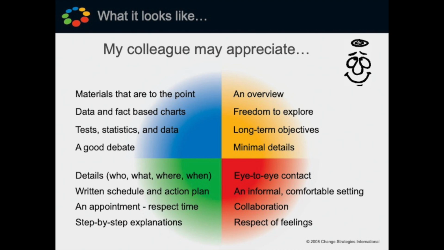So what will people appreciate? Yellows will appreciate overviews, freedom to explore, long-term objectives, and minimal detail. Blues will appreciate materials that are to the point, data and fact-based charts, a good debate. Greens will appreciate details, who, what, when, where, how, written schedules, appointments and respecting time and step-by-step explanation. Whereas the reds will like eye contact, informal, comfortable settings, collaboration, and respect for other people's feelings.